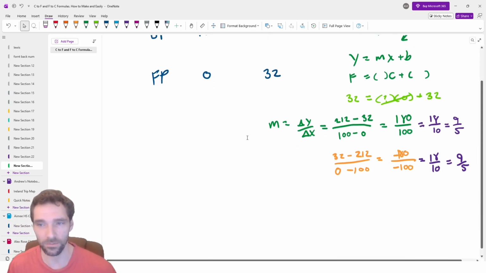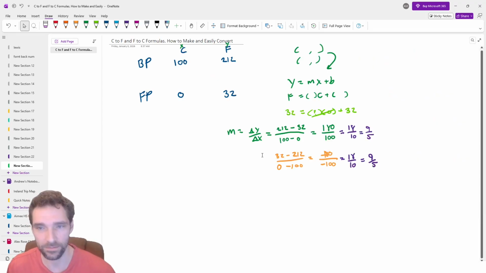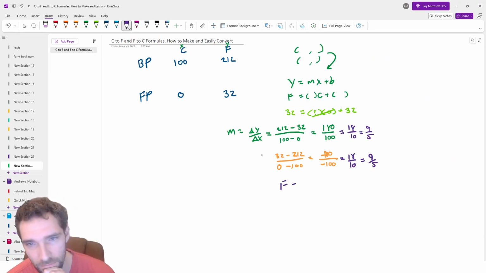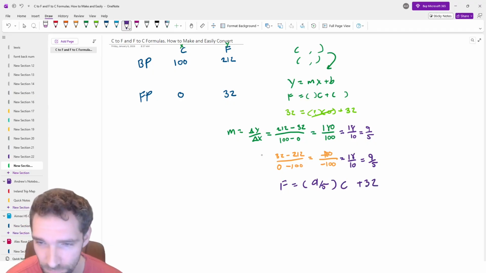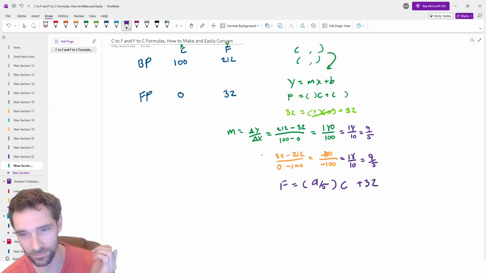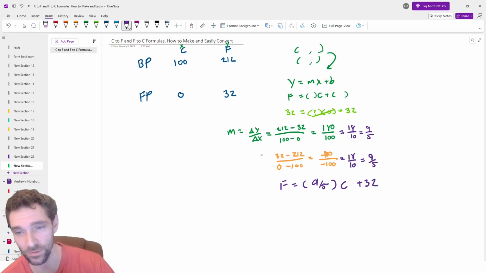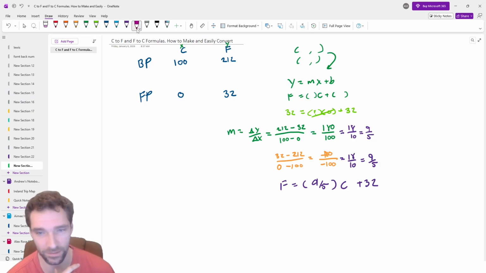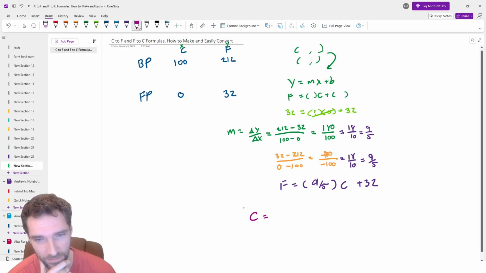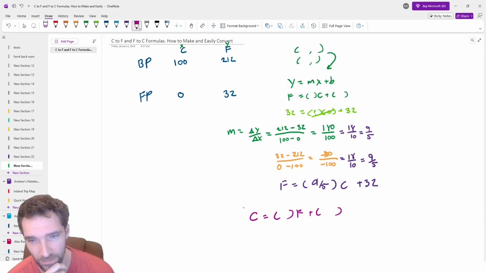So in other words, we've got our Fahrenheit, which is equal to 9/5 times Celsius plus 32. This formula is going to be pretty useful, and you're going to see that more times than you're going to see the other way around. You could get your Celsius equal to some number times Fahrenheit plus some other number.